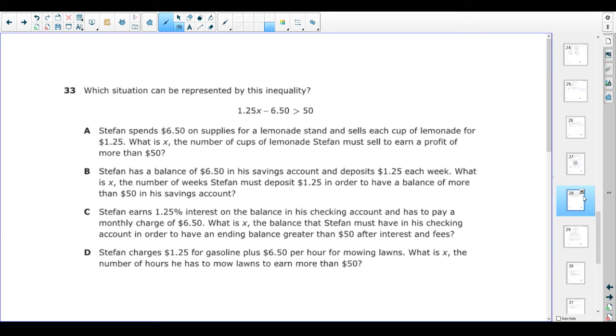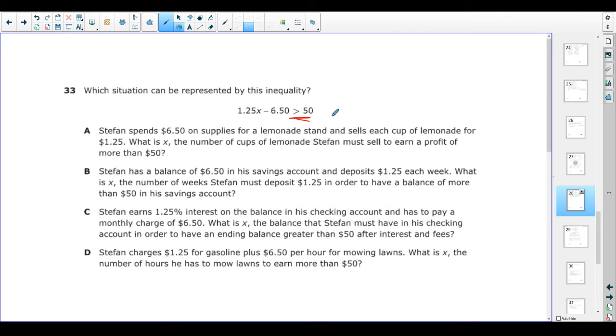Alright, 33. This one's a little bit tricky because look at all these words. Which situation, I can read, can be represented by this inequality? 1.25x minus 650 is greater than 50. So what I would do is read my answer choices first. I'm going to assume you read all these already. And then I'm just going to look at one thing at a time and see if I can eliminate any answer. I'm going to start with the end here.